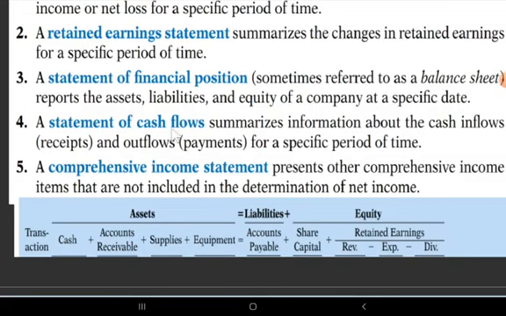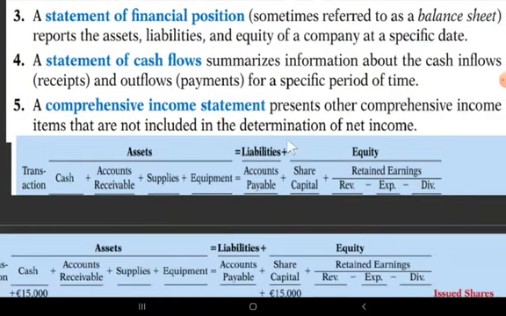The statement of cash flows summarizes information about the cash inflows and the outflows of the company.